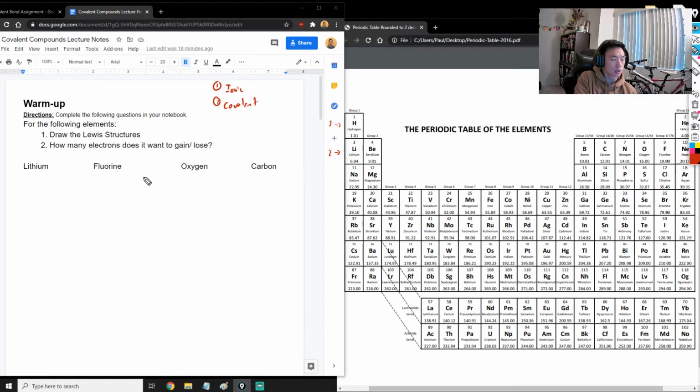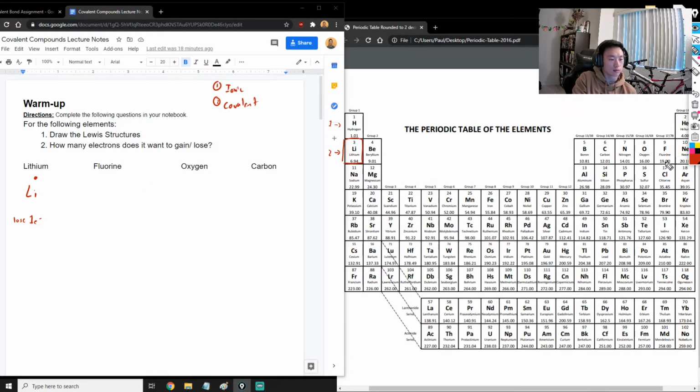All the elements are in row number 2, so all we need to do is count the boxes to figure out how many valence electrons they have. So lithium is right here. It's the first box in this row, so lithium is just going to have one valence electron. And for gaining and losing, we figure out: is it easier to fill up that shell or to just get rid of the electrons? Obviously, it's easier to lose one, so it's going to want to lose one electron, because the other option is to gain 7 to fill up that second shell.